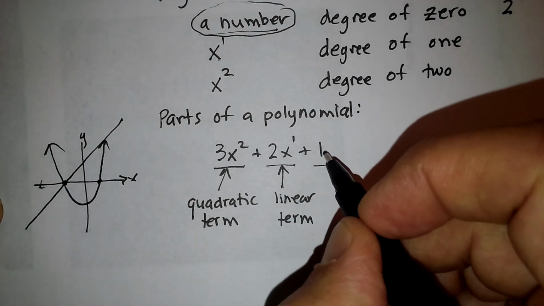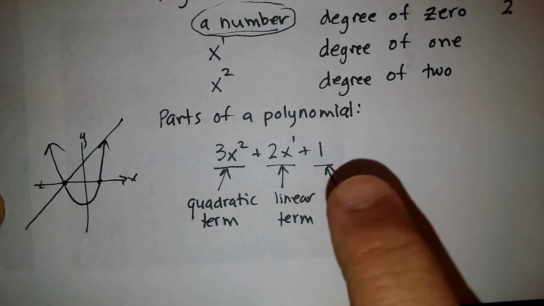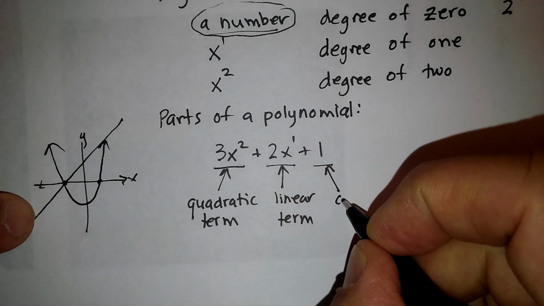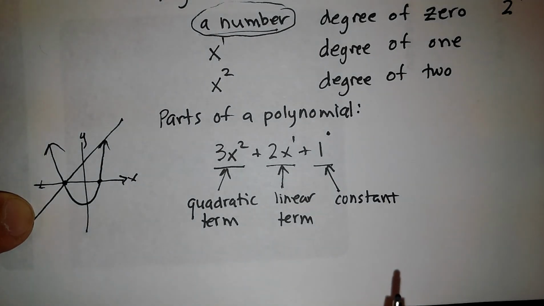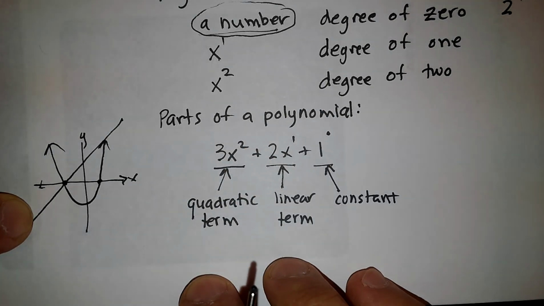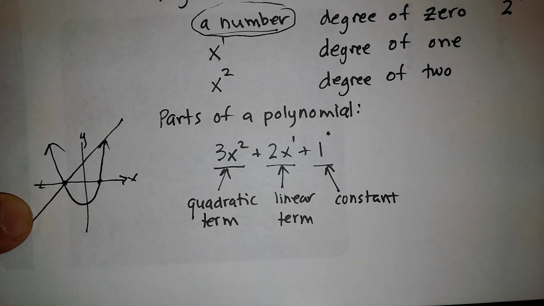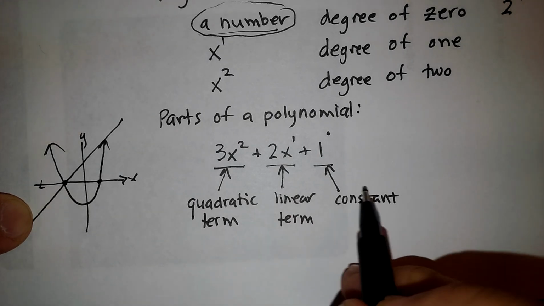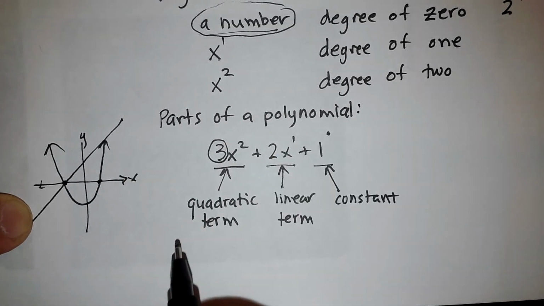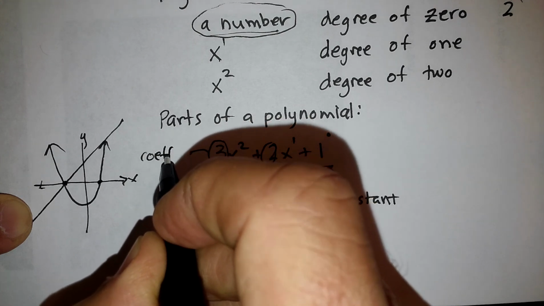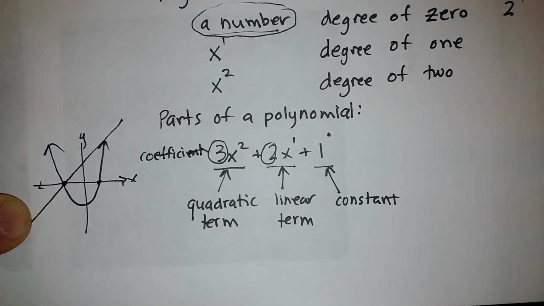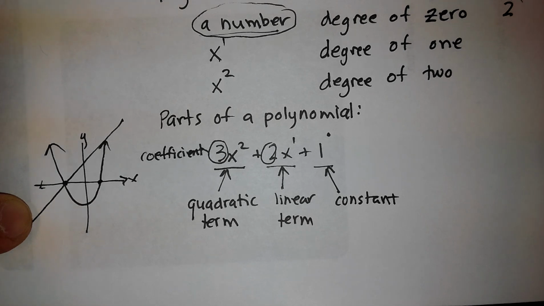And then finally, the number here at the end, and it has to be a number, it can't be a variable, is called the constant. And we said that has a degree of 0, right? And those are basically the different parts of a polynomial. Oh, one last little thing I should talk about too: the number in front of a variable is always called a coefficient. And that's pretty much all you need to know about the different parts of a polynomial. I hope that was helpful.